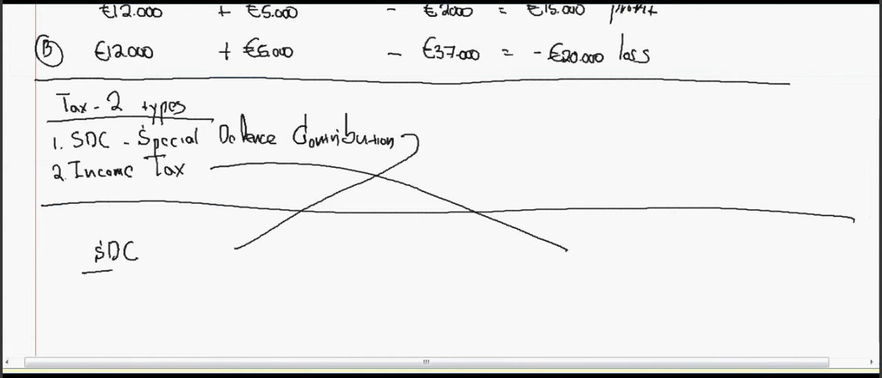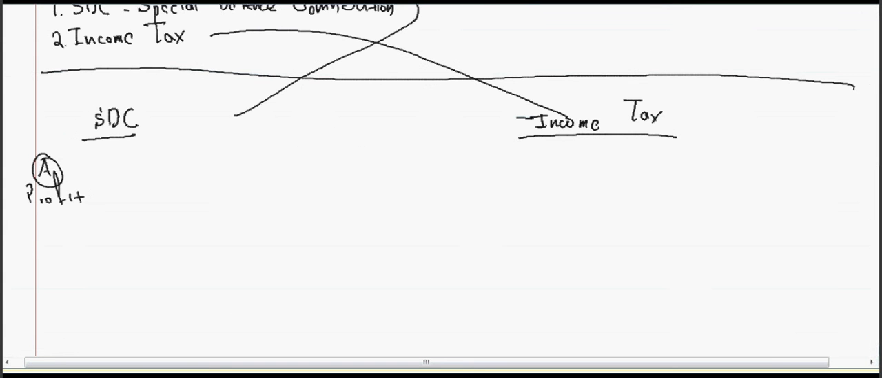Let's calculate first our SDC, the first type of tax. You do not need to pay tax for the whole rental income. You need to pay only for the 75% of your rental income. This is a restriction in our favor. So let's find the taxable income. The taxable income is 12,000 multiplied by this restriction. So we need to pay tax only for the 9,000.